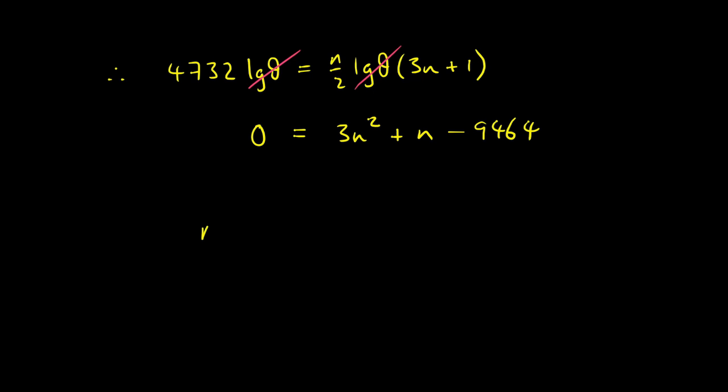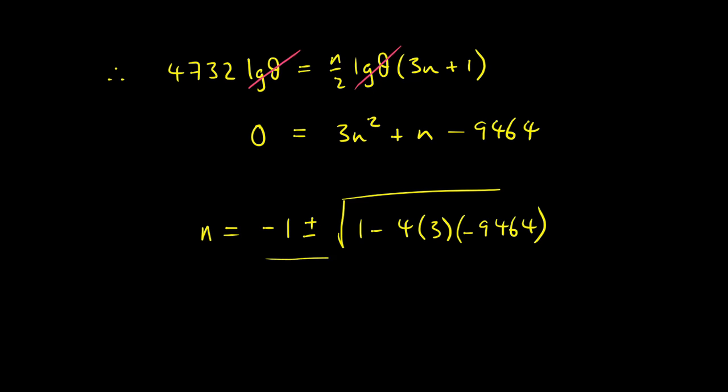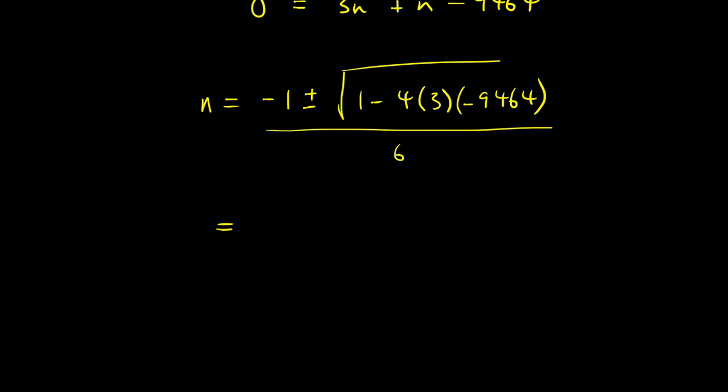I mean, we could use the quadratic formula, I guess, right? So n is equal to -1 plus or minus the root of b squared, which is 1, minus 4 times a, which is 3, times c, which is negative 9464, all over 2a, so all over 6. And we just put that into a calculator again. So 9464 times 12. Okay, now add 1 to it. And I think I can square root that. So let me just try to square root.